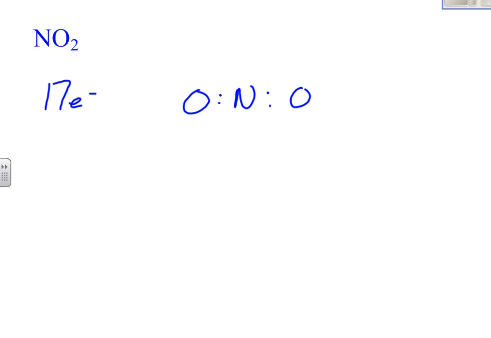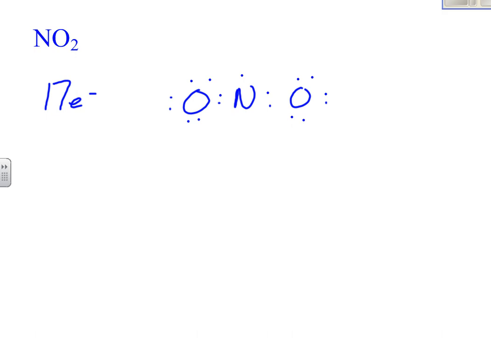But we go through our rules. Put a pair for each bond, make these guys happy. And then the electrons that are left over, put them where? Central atom. Ideally in pairs, but in this case we don't have them in pairs. So what are we going to do?